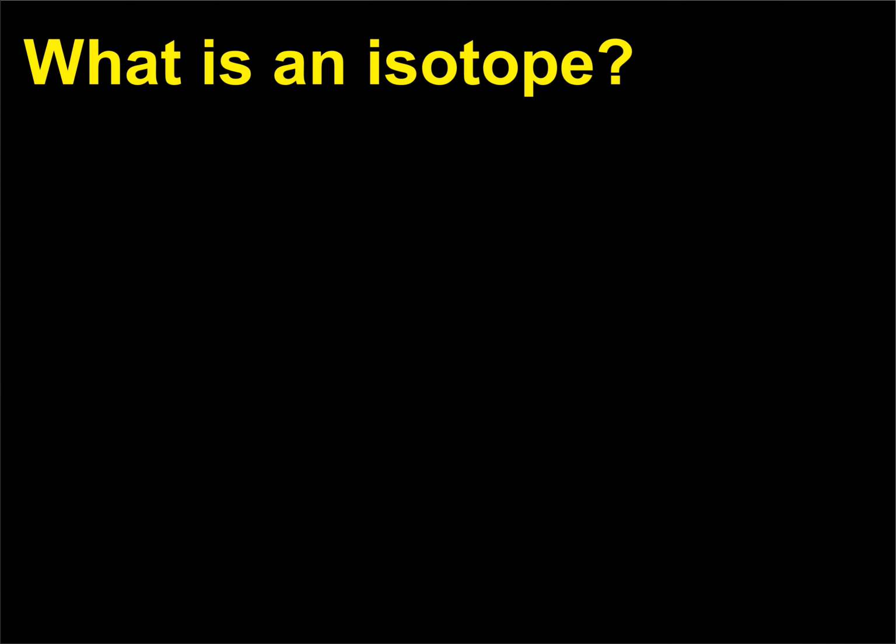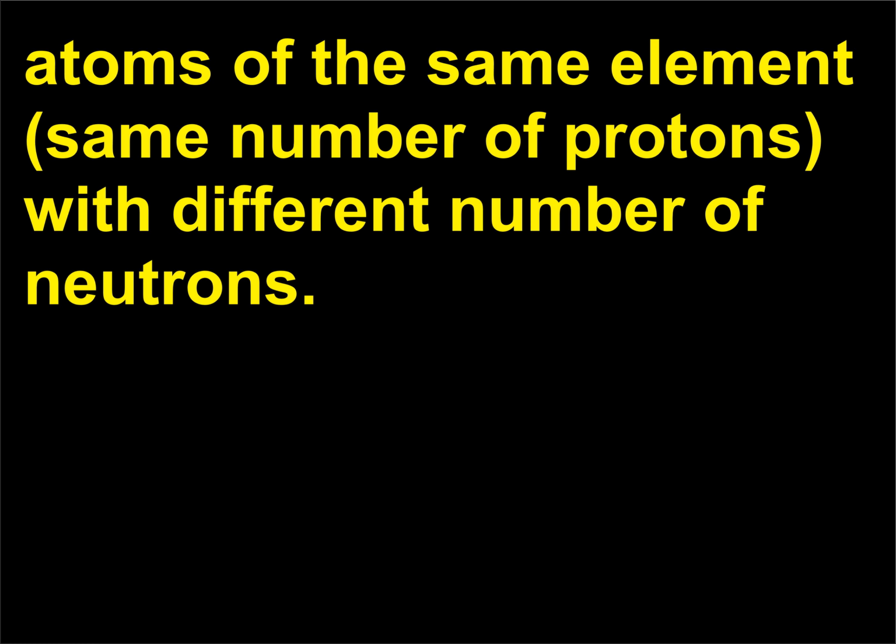What is an isotope? Atoms of the same element, same number of protons, with different number of neutrons.